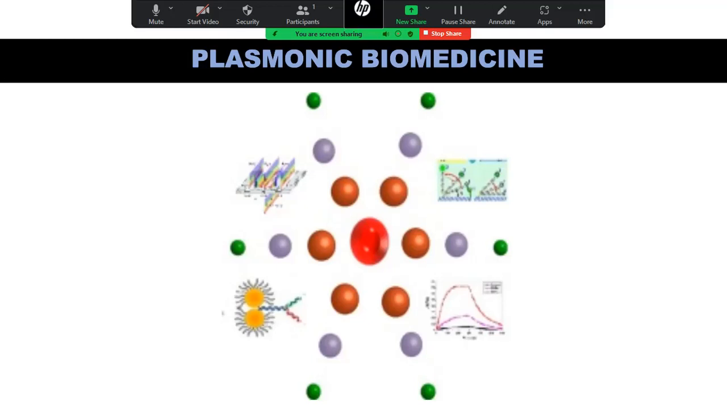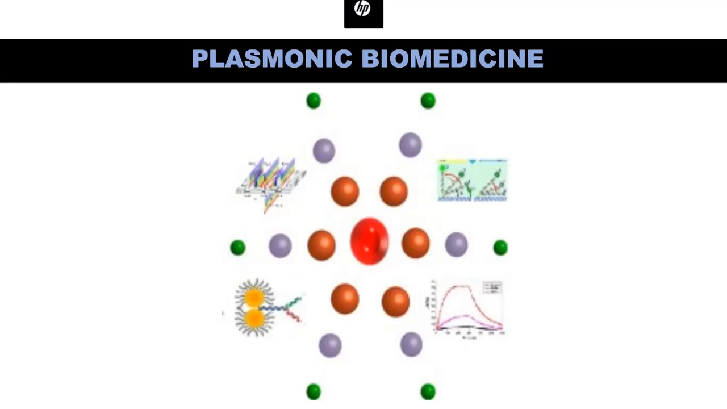So, plasmonic biomedicine. Actually, the use of plasmonic nanoparticles for biomedical applications has been extensively researched.